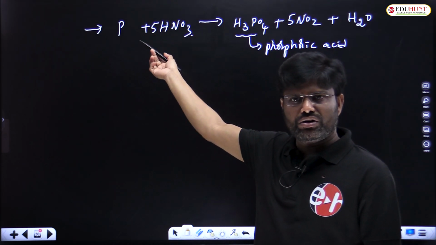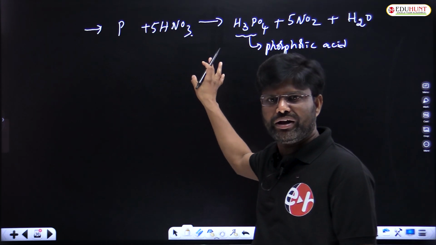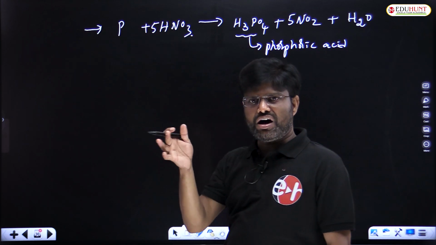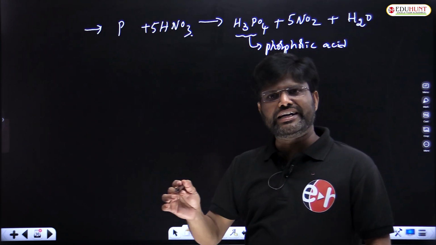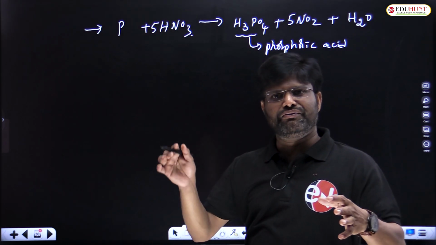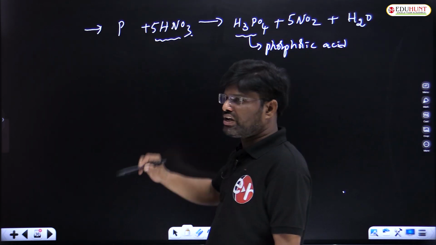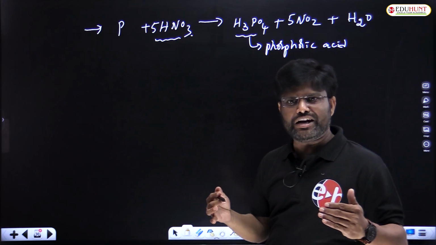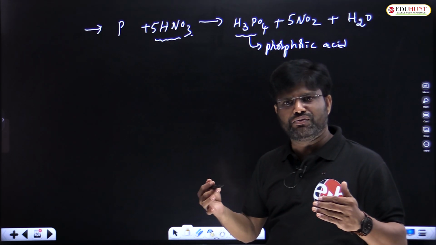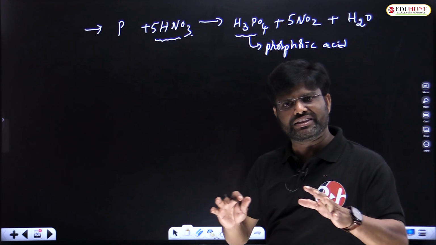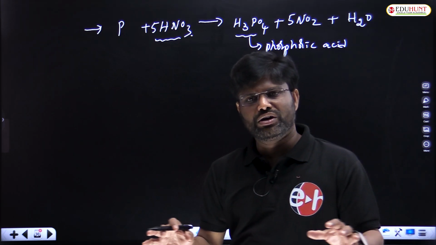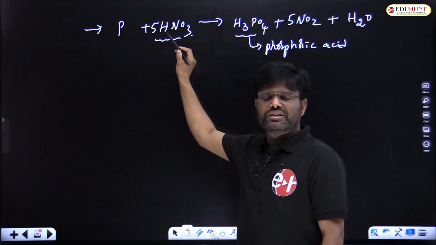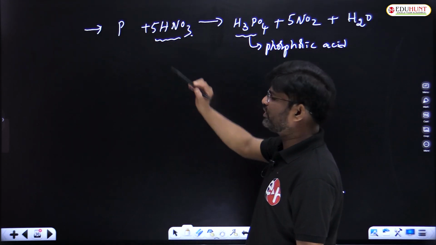If you keep 2 here, all atoms are not balanced. If you keep 3, not balanced. If you keep 4, not balanced. So use the hit and trial method: 1, 2, 3, 4 like that. If you take 5 moles of HNO3, then this reaction is balanced. So at 5, this reaction is balanced. So 5 moles of HNO3 you should take.